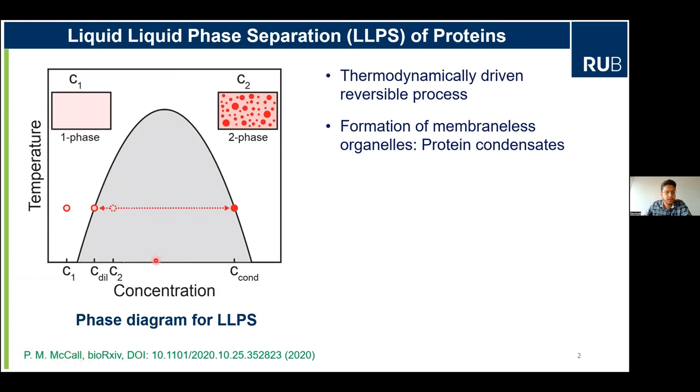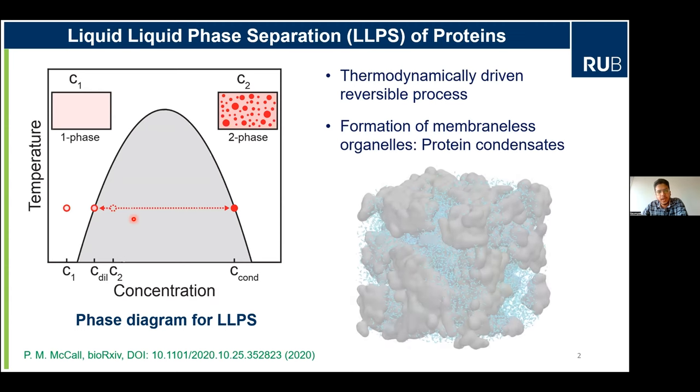Here we have a schematic phase diagram, a temperature versus concentration phase diagram for this LLPS process. This white region represents a one-phase system, where on the left-hand side we have the low concentration phase, and on the right-hand side we have the high concentration phase. The shaded region within this dome is the coexistence between these two phases. And this process of LLPS is a thermodynamically driven process.